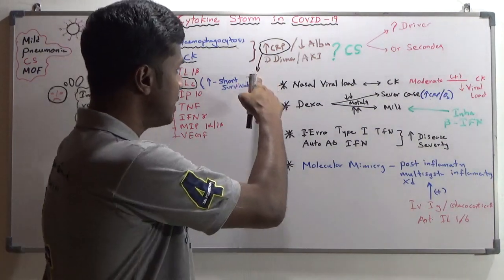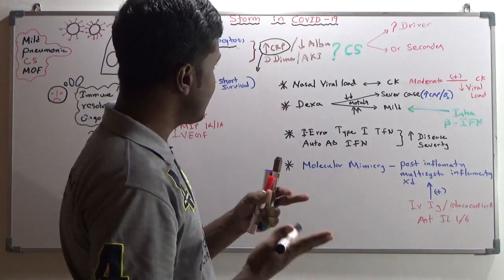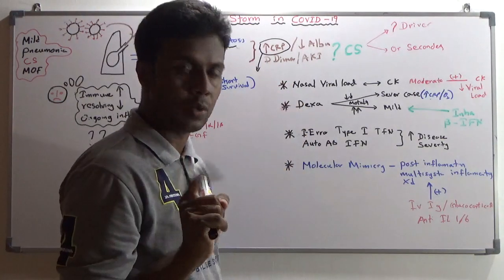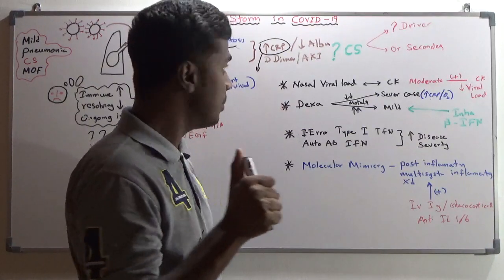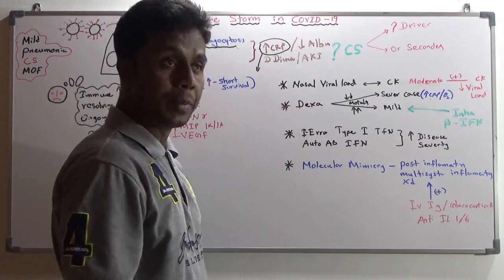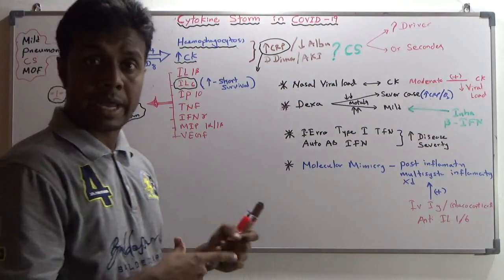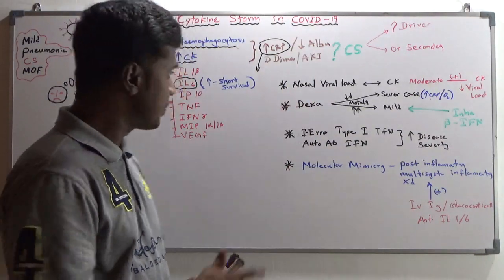In addition to that, patients with COVID-19 were found to have high C-reactive protein in their serum. C-reactive protein is produced from the liver. They also have low albumin and high D-dimer, and those patients develop AKI and ascites as well.